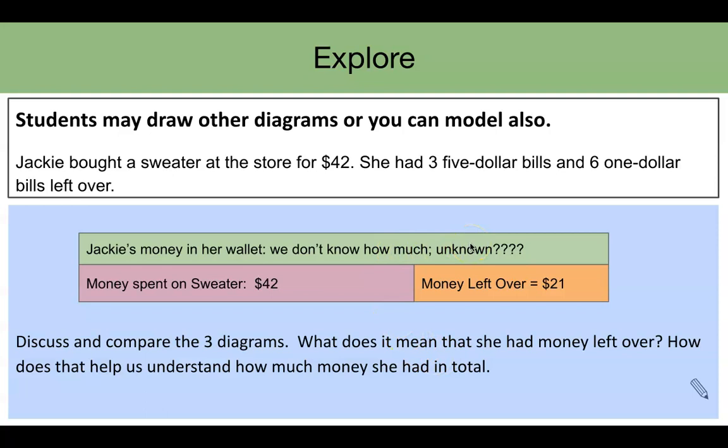What does Jackie have in her wallet or pocketbook? We don't know. But we do know what she spent on the sweater was $42, what the money left over was $21, and we can add them together to know how much she had in her wallet to begin with.